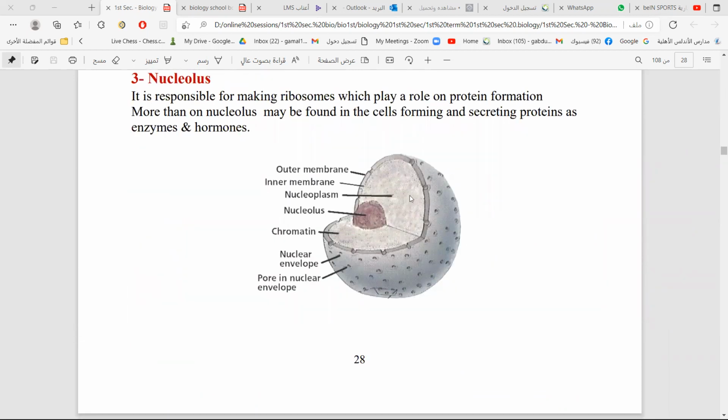This is the shape of the nucleus. We have here holes or pores in the nuclear membrane, or nuclear envelope, and we have chromatin, which contains chromosomes. We have the nucleolus, the nucleoplasm, and we have the inner membrane and the outer membrane. It is a double membrane. The nuclear envelope is a double membrane made of phospholipid, like the plasma membrane.